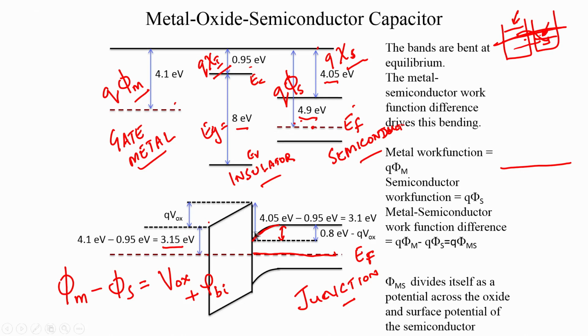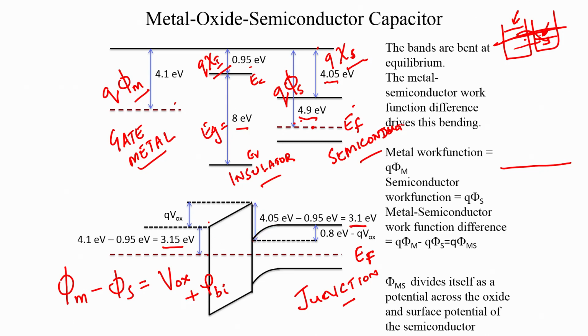So, similarly you can do the same thing for the semiconductor insulator interface. If you look at this particular point here where the conduction band is meeting the insulator, at that point the semiconductor has an electron affinity of 4.05 electron volt. The insulator has an electron affinity of 0.95 electron volt, and therefore, this barrier is going to be the difference of those two energies, and it is going to be about 3.1 electron volt.